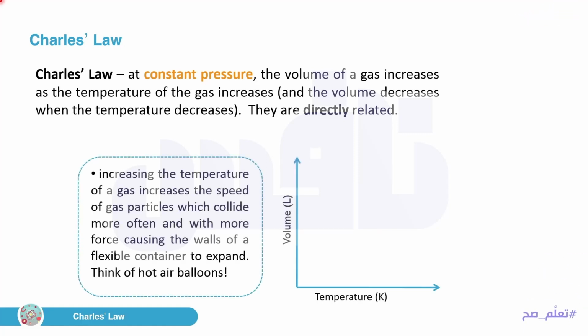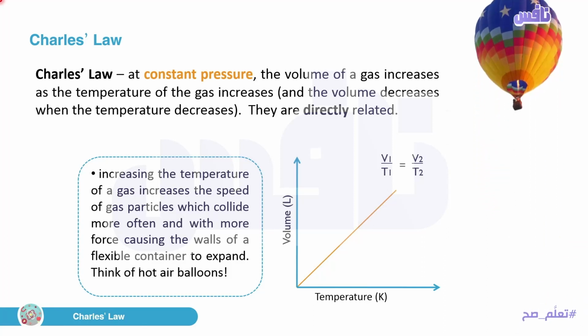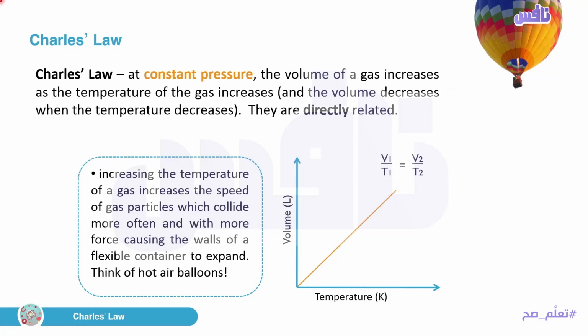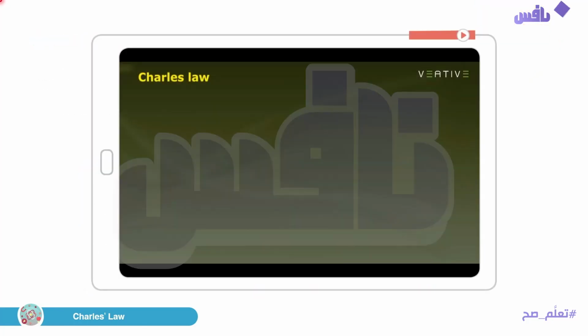So, increasing the temperature of a gas increases the speed of gas molecules, which collide more and more, causing the walls of the flexible container to expand. So, from the opposite graph, V1 over T1 equals V2 over T2. And also, for example, we saw the effect of temperature on the balloon. Let's watch a video about Charles' law.